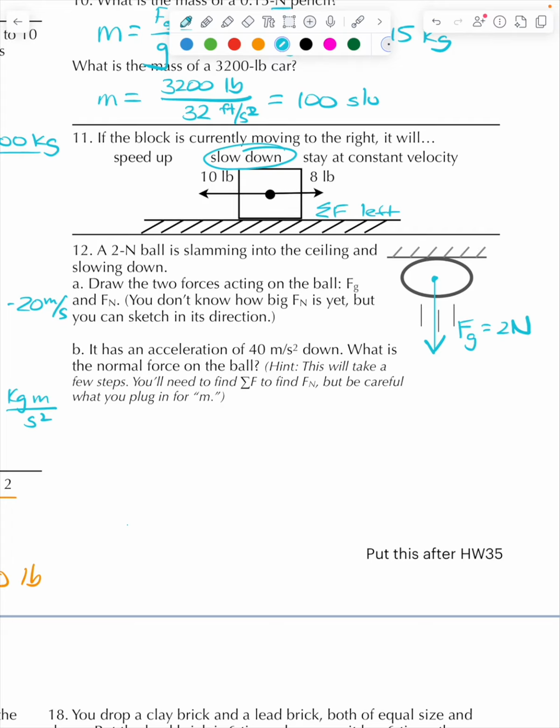It's going to be pointing which direction? Down. Not that the normal force is always down. I don't mean to say that. But it's always away from the surface. So the ball is hitting the ceiling, so the normal force is going to be down.